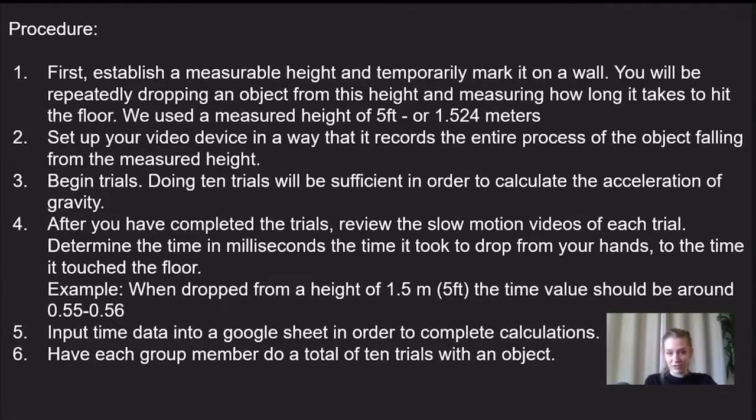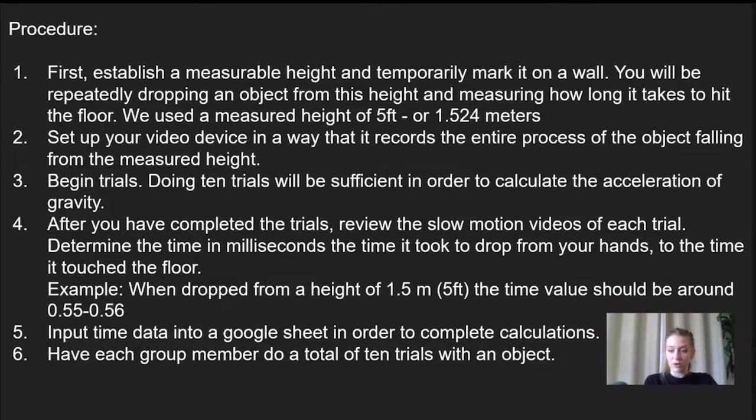You're then going to begin your trials. We did 10 trials because we felt that was sufficient to calculate the acceleration of gravity. After you've completed these trials, you're going to review the slow motion videos of each trial. You're going to be seeing the exact moment that it leaves your hand and the exact moment that it hits the floor. For an example of this, from our height at least, the time value should have been around 0.55 to 0.56 seconds. That value, when put into the calculation for acceleration, ended up being around 9.8 or 9.9.